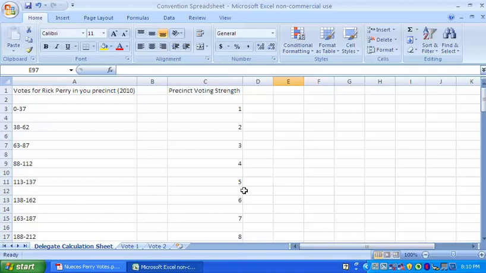Okay, so that's how this spreadsheet works. Like I say again, if you need it edited, ask a friend to help you because I probably will not be available to respond. So good luck with your convention.